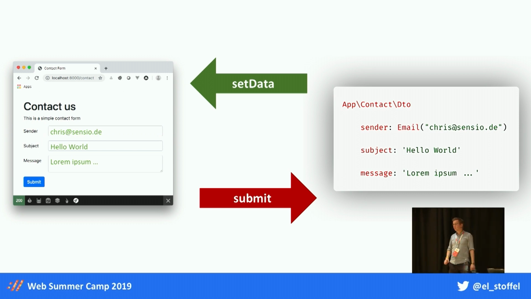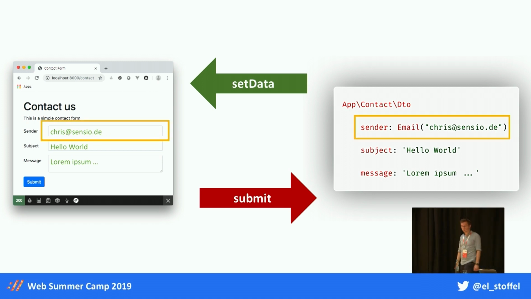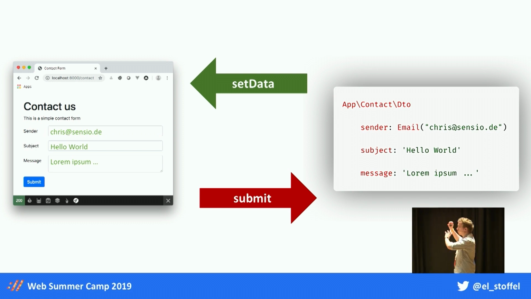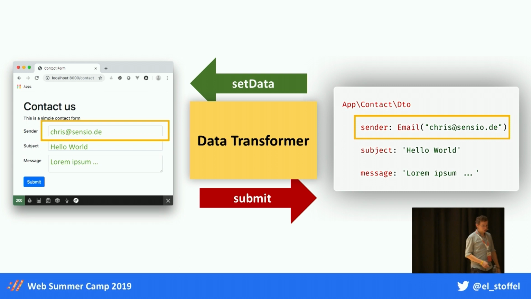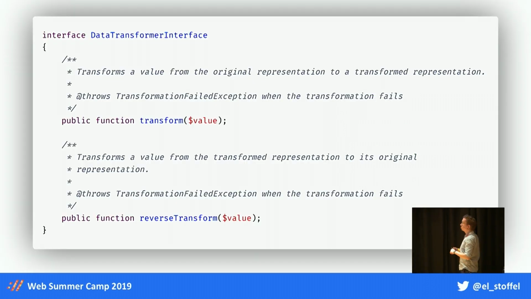We don't have a scalar value for the email on the right hand side. It's a value object, right? So before it was just a string representation on the HTML side and a string representation on the form side, object side. And this needs to change now, and therefore we have data transformers. Data transformer is a very simple interface. It's a transform and a reverse transform.